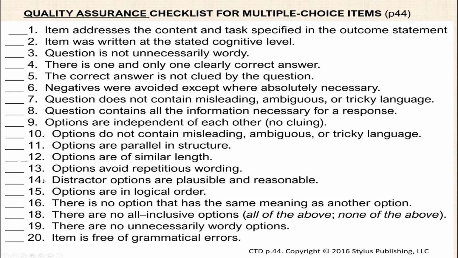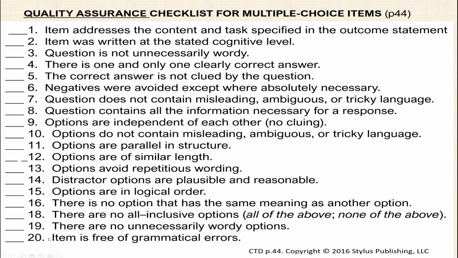Distractor options are plausible and reasonable. We talked about that. Options are in logical order. Keep that idea, be in logical order. And there's no option that has the same meaning as another option. There are no all-inclusive options like all of the above, none of the above. And there are no unnecessarily wordy options. That's something to watch. No unnecessarily wordy options. Think about how you can get it down to specifics.